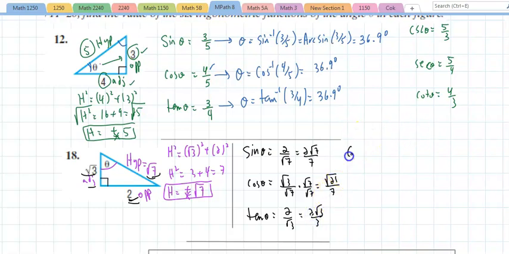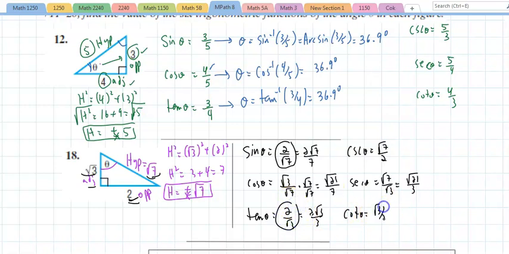And if I find the cosecant of theta, that's simply the reciprocal, radical 7 over 2. You could use the triangle for that as well. Secant of theta is the reciprocal, which is radical 7 over radical 3. If you rationalize, that's the square root of 21 over 3. And if I take the cotangent of theta, that is simply the reciprocal, which is radical 3 over 2.